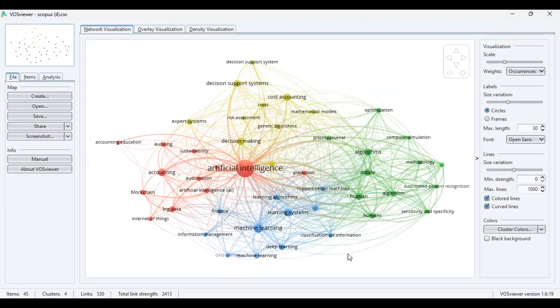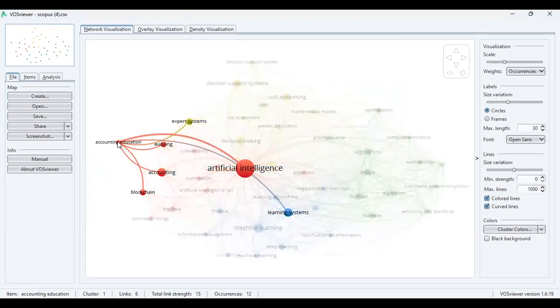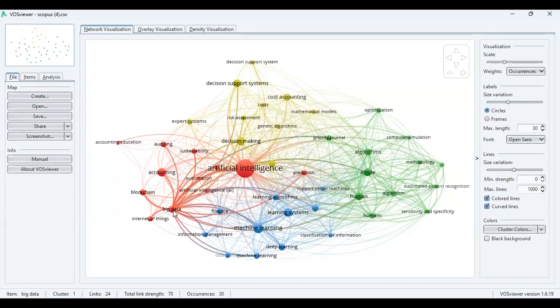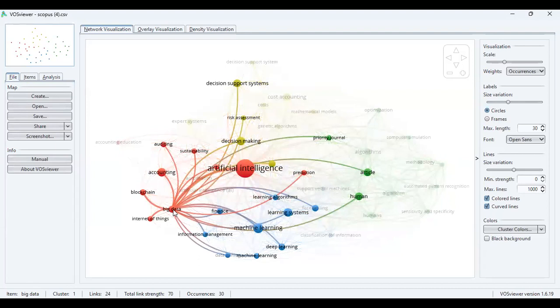Right. So you can see our map here is much clearer because we have reduced the number of keywords. But what is important is for us to see the relationships that are being formed. So each time you see the link between accounting education and artificial intelligence, it means that area is being researched. Can you see that? But if you come to this one, you can see that accounting education and probably, there is no link. It doesn't look like there is a link between accounting education and big data. Can you see that? There is no link, at least from these researches.